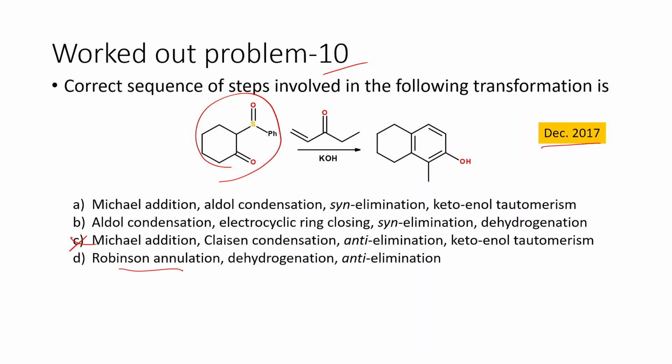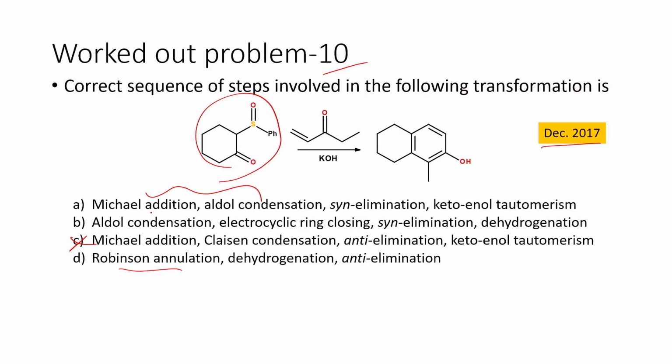If you look at the Robinson annulation sequence, it is nothing but the Michael addition and aldol condensation combination only. So that means we have two options which are very similar to each other. The only difference is that the first one talks about syn elimination, the other one talks about dehydrogenation. If we look very carefully, when there is a dehydrogenation, that means aromatization. So that may not be a required product because we have a phenolic derivative as our final product.